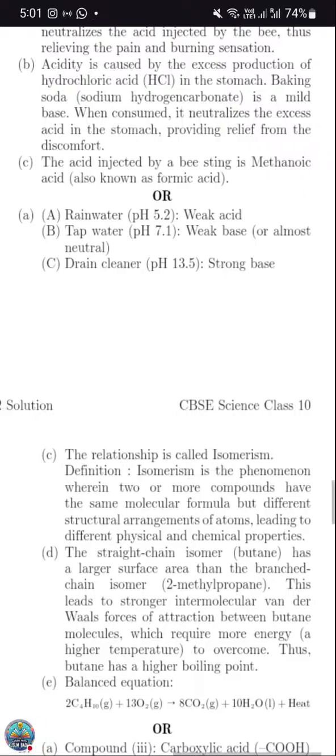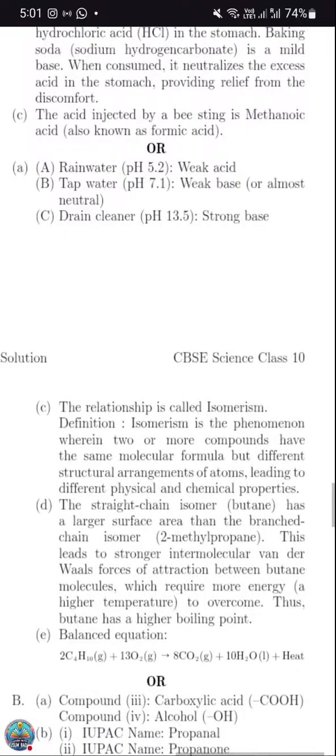Now coming to the next question. Rainwater, its pH is 5.2. It's a weak acid. Okay, answer is there. They might have asked about the pH. Tap water 7.1, which is weak base. And drain cleaner, it's a strong base. You need to learn these pH values. It's not given in the book. Okay, Vivek, write down these pH values.